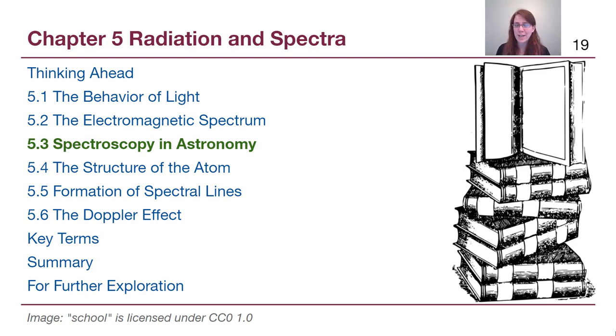Welcome back to Chapter 5. In this second video from the chapter, we are going to be talking about spectroscopy in astronomy. So it's going to be our introduction to how astronomers are able to use the light received from stars to learn a whole lot more about stars than just if they're bright or dim.